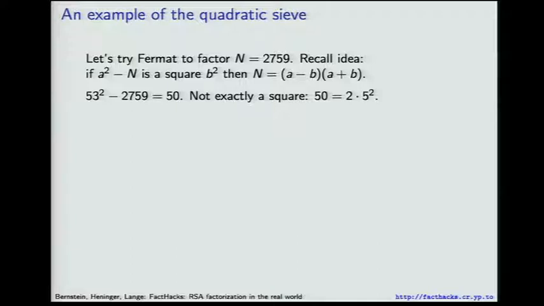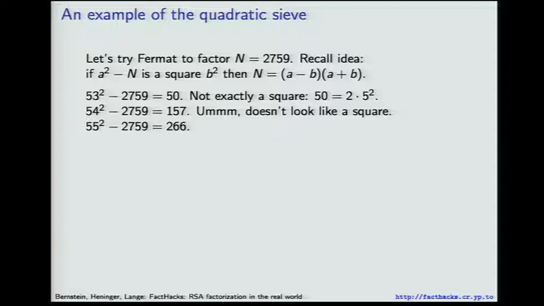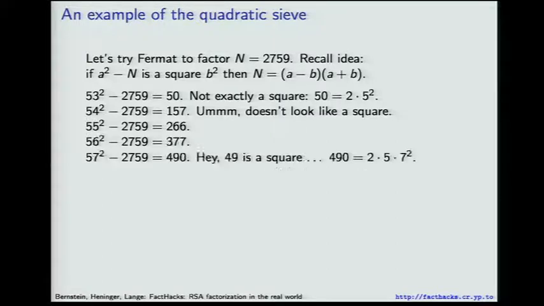Well, 25 would be a square, but 50 is not a square. It's 2 times 25, 2 times 5 squared. And then you try another number, 54 squared minus 2759. 157, that's too complicated. I don't remember that being a square, so let's just skip it. And then you keep going like this, 266, 377, 490. I remember 49 as a square, but that doesn't mean that 490 is a square, because 10, 2 times 5, that's not a square.